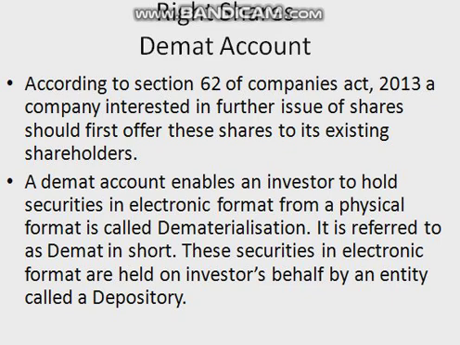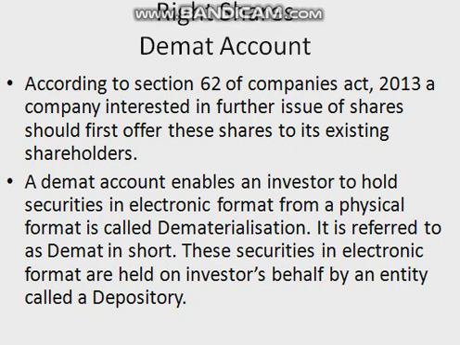And now demat account. What is a demat account? An investor can hold securities either in the form of physical paper certificates or in electronic form. A demat account enables an investor to hold securities in electronic format. The conversion from physical format is called dematerialization, referred to as demat in short. These securities in electronic format are held on investors' behalf by an entity called a depository. This depository interfaces with investors through its agents called depository participants, that is DPs.